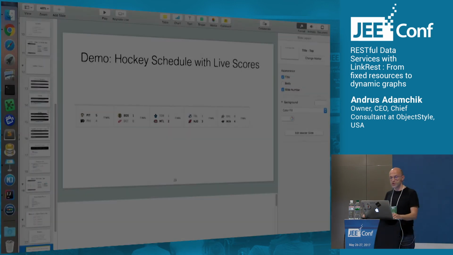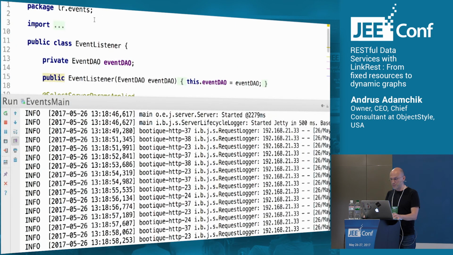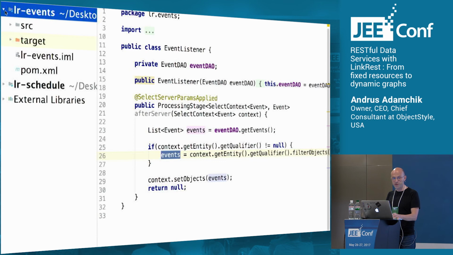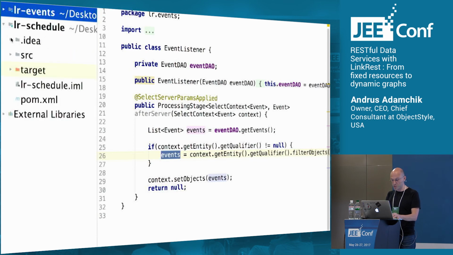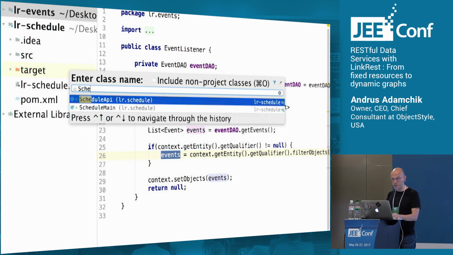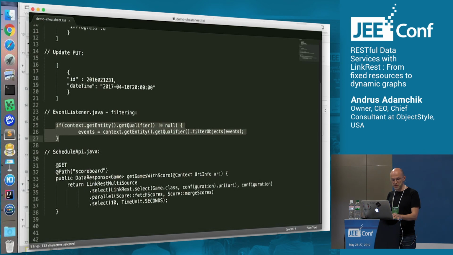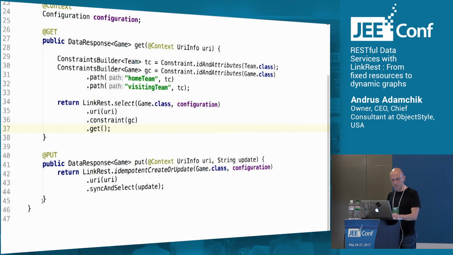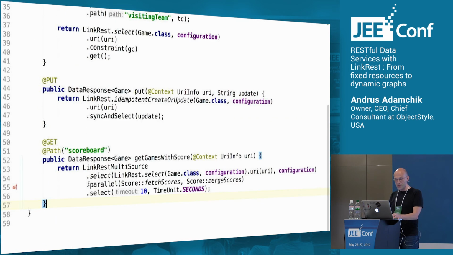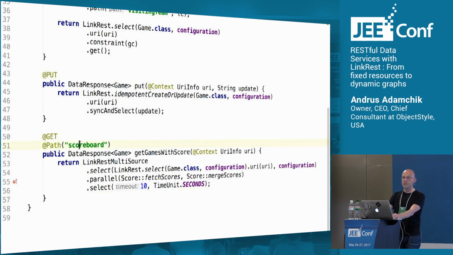And I will do this aggregation. I'll let the event service run because we will need it. But the source of it will be the schedule service. So we go back to our schedule API, and we create another method. I'm going to steal from here. Okay, so I have another endpoint called Scoreboard, and it's no longer a simple LinkRest. It's a LinkRest wrapped in an aggregator, called LinkRest multi-source.